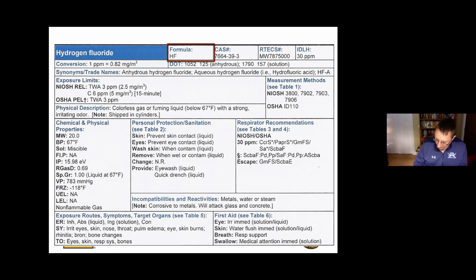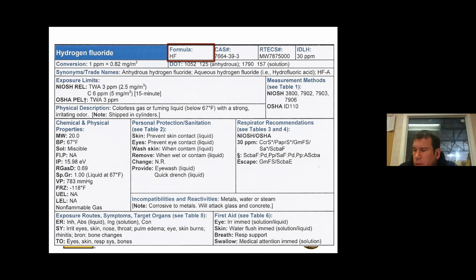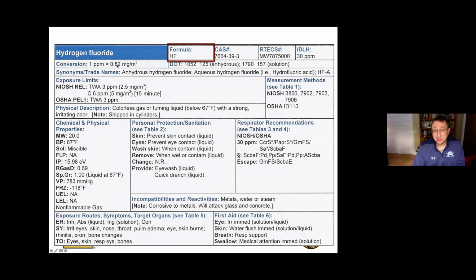Here we go. NIOSH's Registry of Toxic Effects of Chemical Substances number. NIOSH assigns an identification number to chemicals that they have researched and investigated. This here is our IDLH, right? This is a really important value to know for selecting what? Respirators. All right. Conversion, so if you want to go from parts per million to milligrams per cubic meter or backwards.